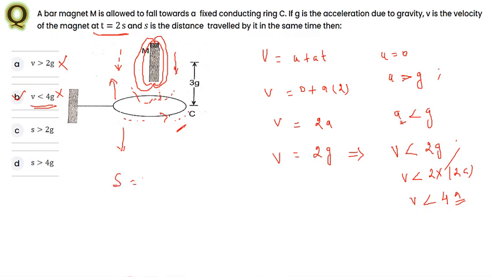From this one, s equal to ut plus half at squared. Initial velocity is 0 here, so what you are going to have is half into a, which I just mentioned as g here, and t here is 2 seconds, that is t squared equals 4. You just cancel over here, so what you are going to have here is 2g.